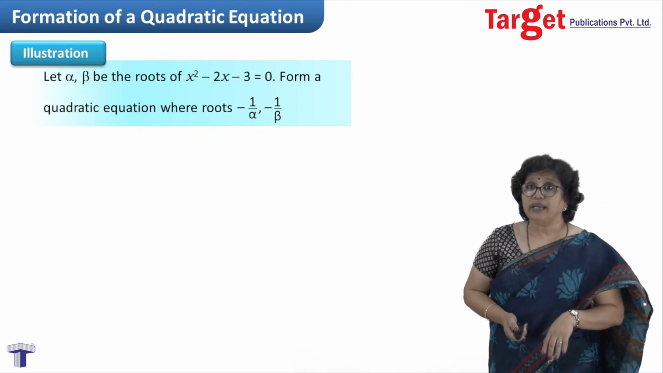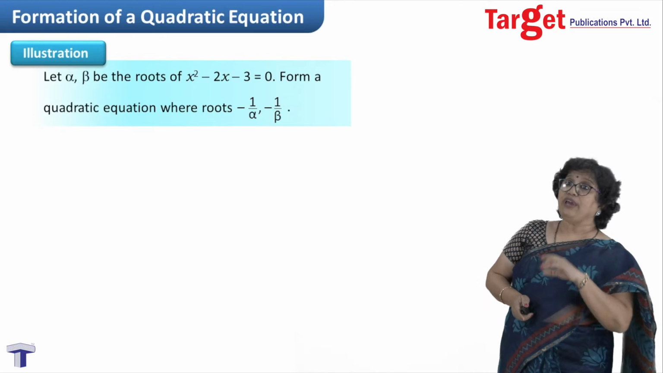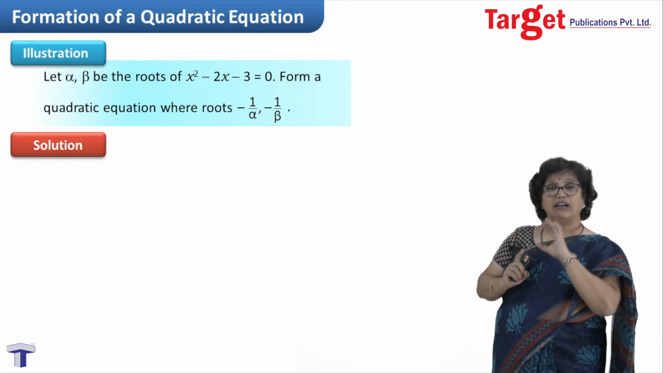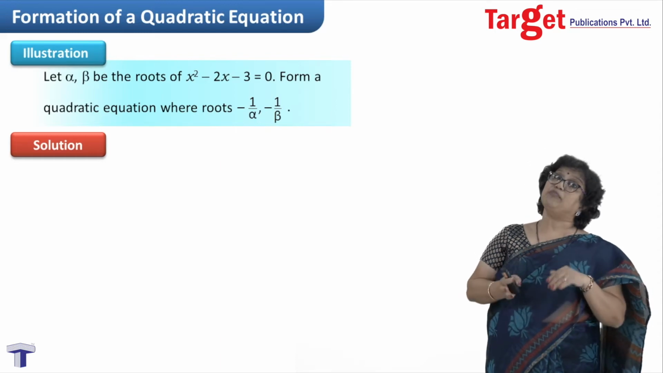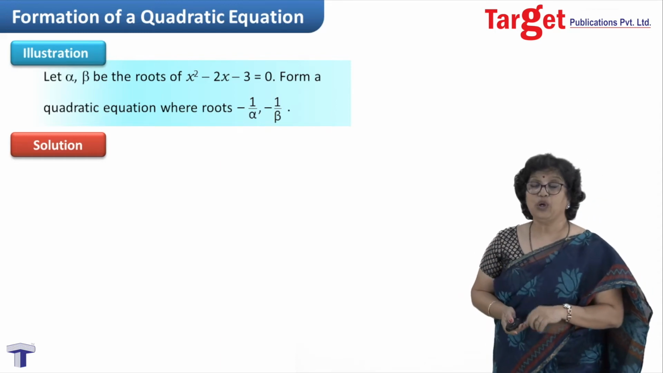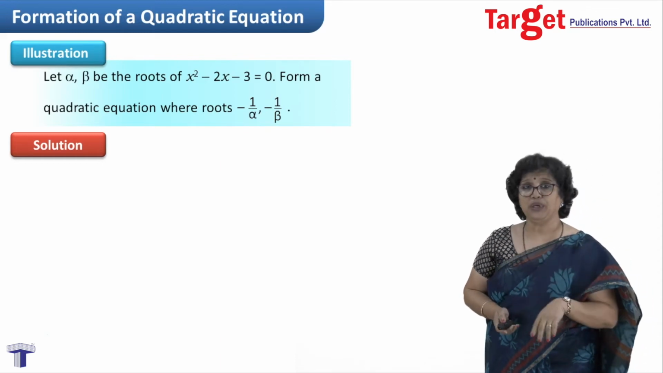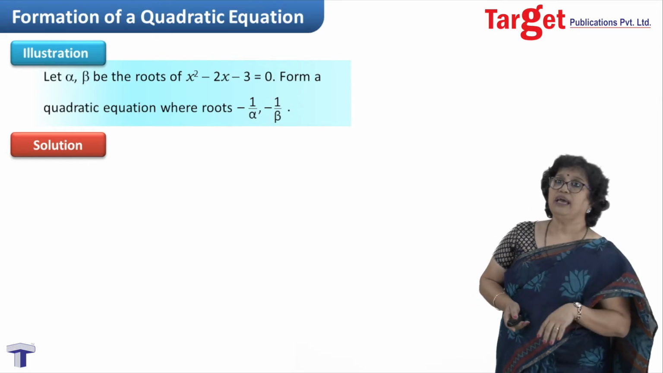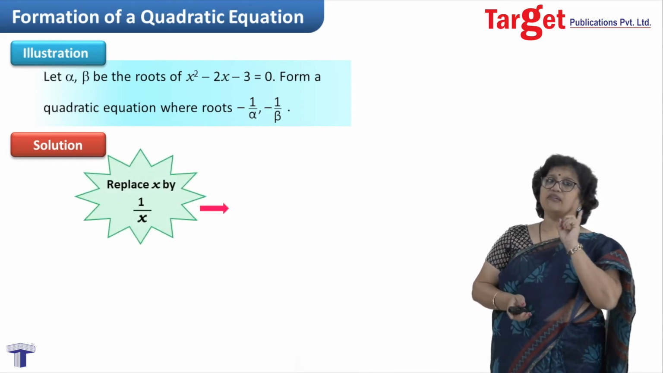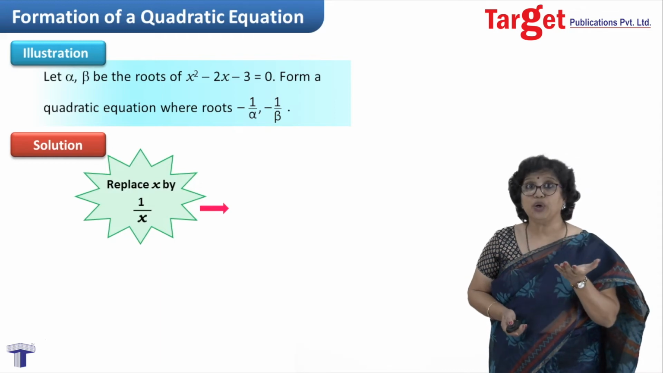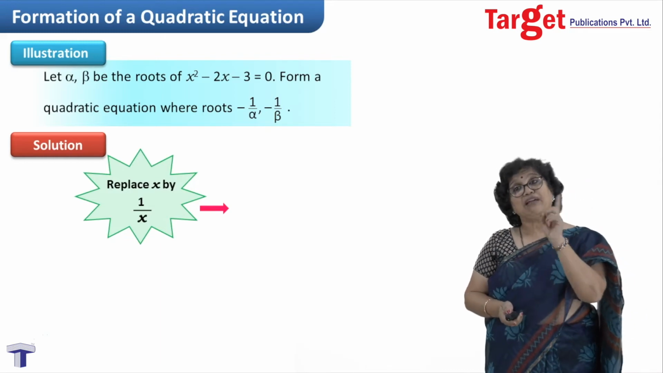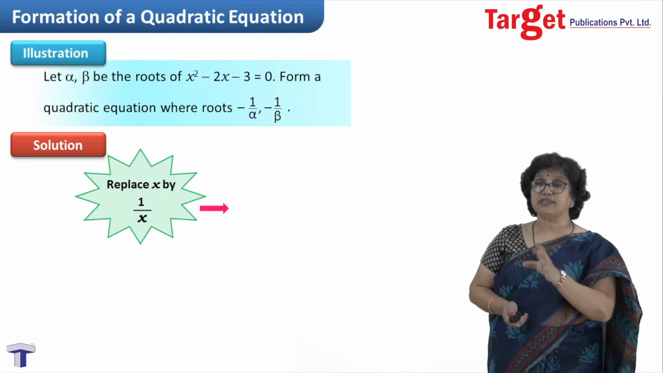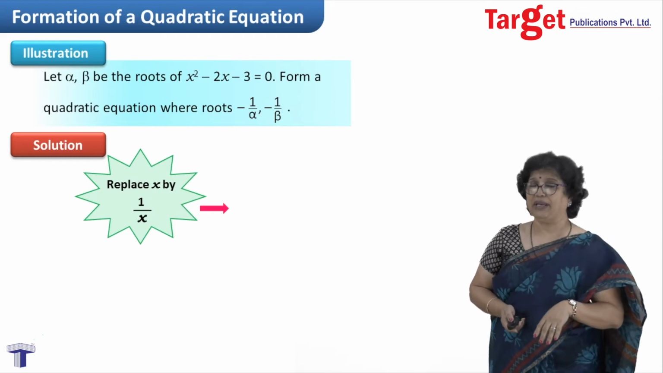Now, realize here that we have a combination. That 1 upon alpha, 1 upon beta we have seen just now, and we have seen minus alpha, minus beta also. So this is actually a combination of two. So let us do it step by step. I first replace x by 1 upon x. Why do I do so? Because I am looking for an equation whose roots are 1 upon alpha and 1 upon beta. I will do that first and then that minus part we will bring in.